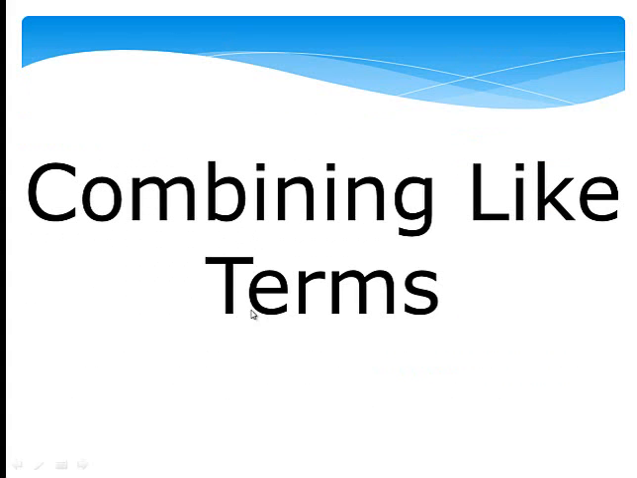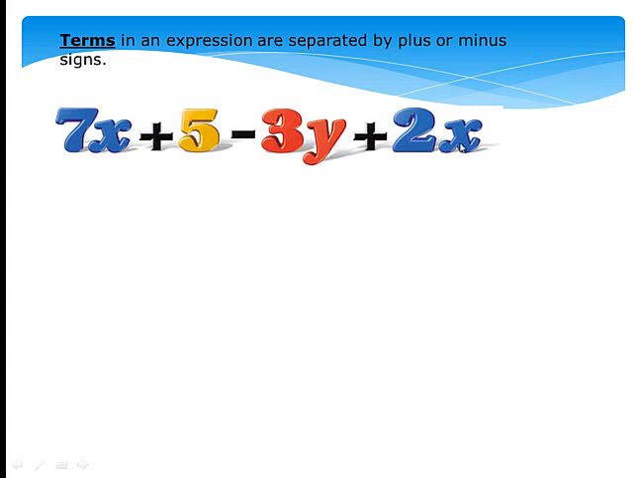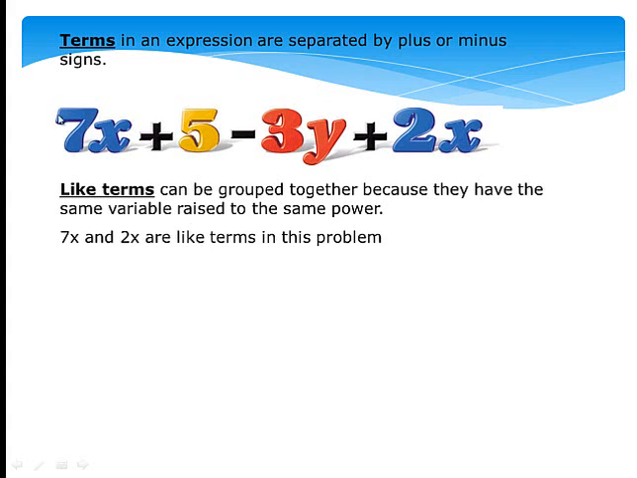Okay, so let's talk about combining like terms. In order to combine like terms, you need to add like things together. Apples to apples, oranges to oranges, x's with x's, and only x's with x's. So if we looked at this problem right here, I have a 7x, a plus 5, a minus 3y, and a plus 2x. In this, what is my like terms? Hint, they're in blue. My 7x and my 2x are like terms.